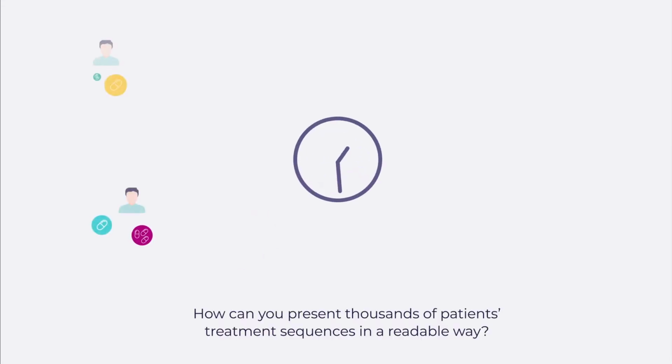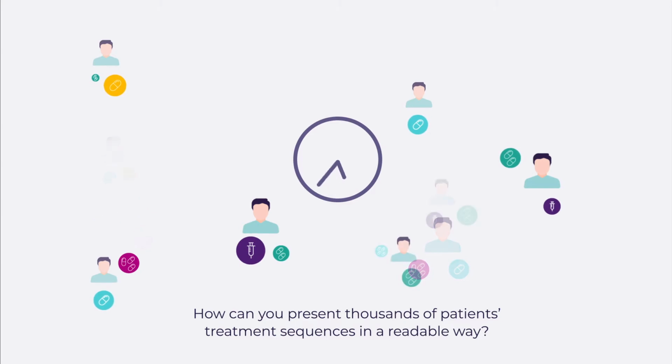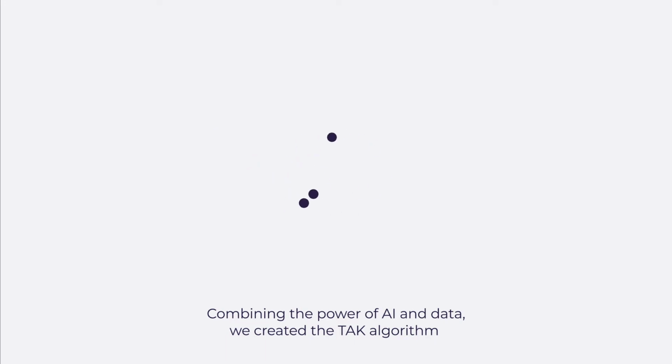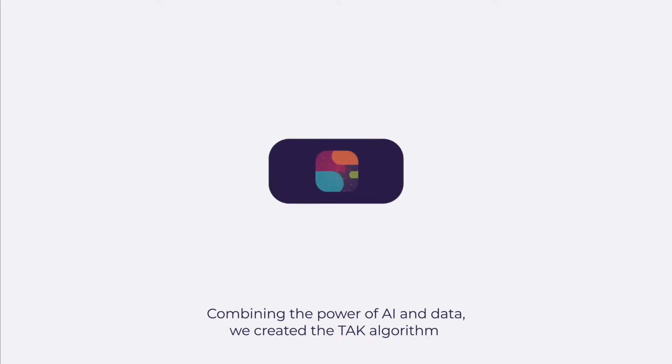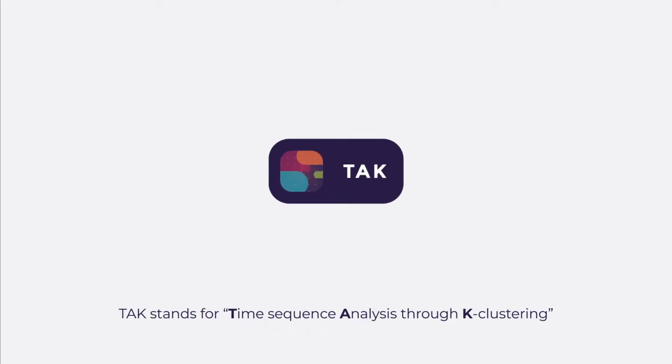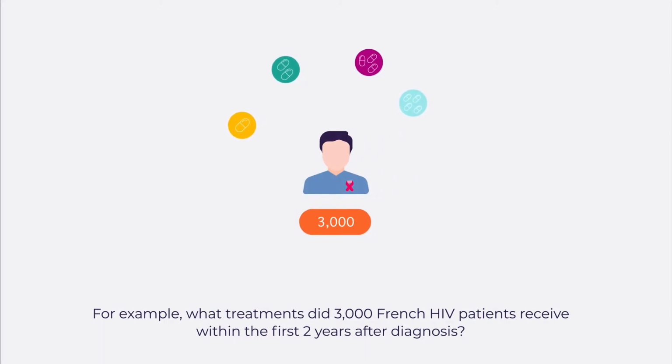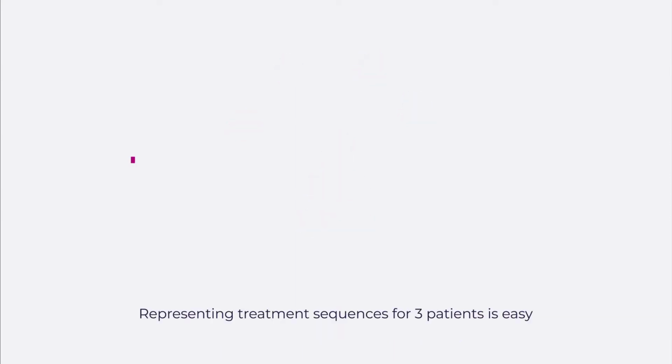How can you present thousands of patients' treatment sequences in a readable way with AI and data? Combining the power of AI and data, we created the TAC algorithm. TAC stands for Time Sequence Analysis through K-clustering. For example, what treatments did 3,000 French HIV patients receive within the first 2 years after diagnosis?